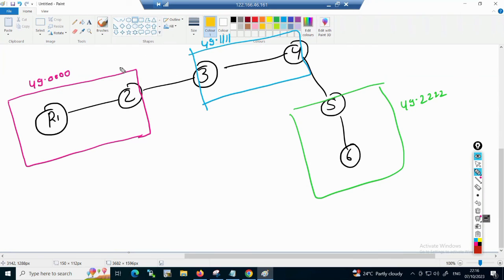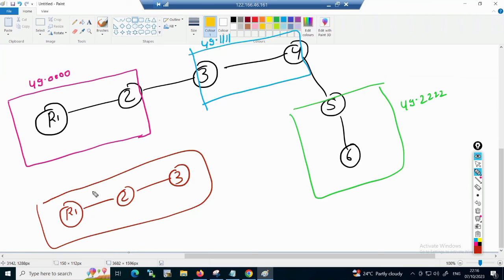You know one thing, right now these are in different areas, right? I can have the same single area concept as well, as in router 1, router 2 and router 3 in a single area. Not a big issue, right? I can call this area 2.2.2.2.2. But in this case, what happened?